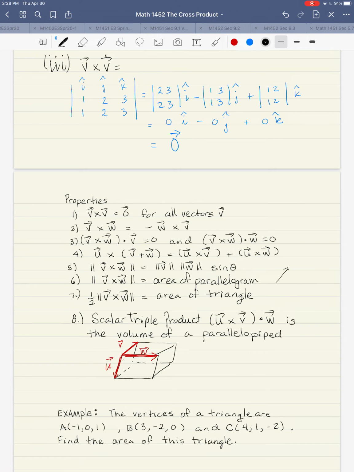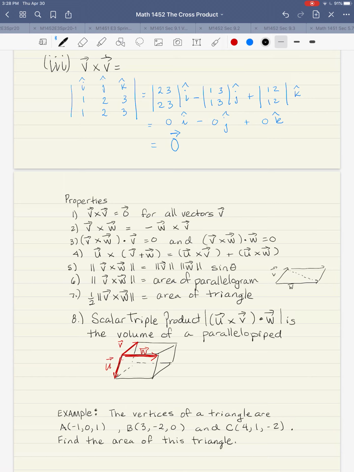V cross W is the area of a parallelogram whose sides are V and W. So there they are. And since a triangle is 1/2 the area of a parallelogram, 1/2 of V cross W gives you the area of the triangle whose sides are V and W. Something that we call the scalar triple product, which was the cross product of two vectors dotted with a third one, we should probably put that in absolute value to make sure we get a positive number.